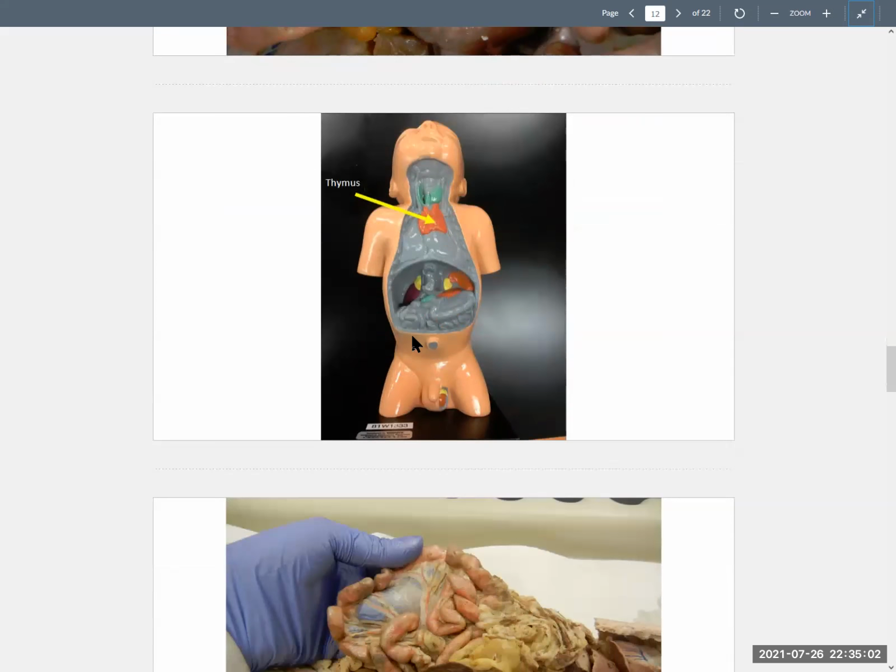Here's the baby picture for Mike, the thymus, right here. Maturation of T cells, invaluable in forming the immune response.